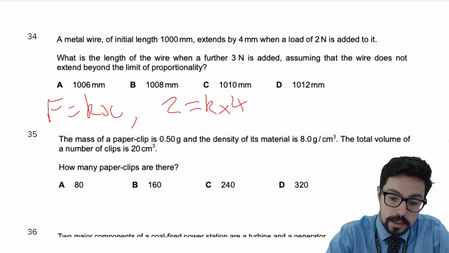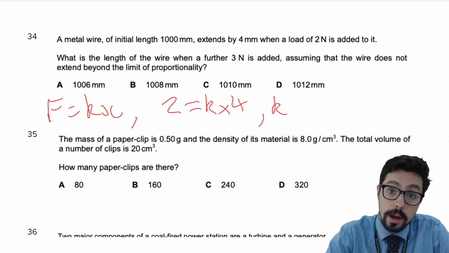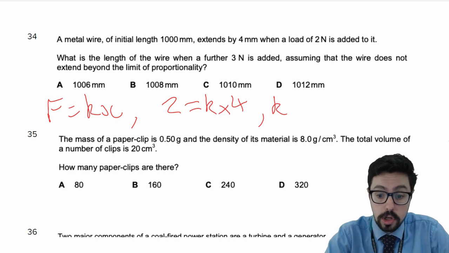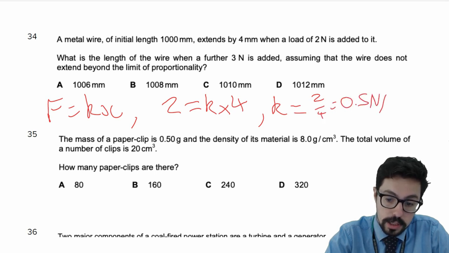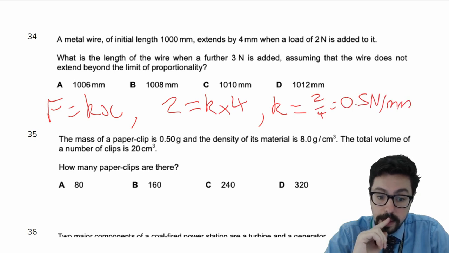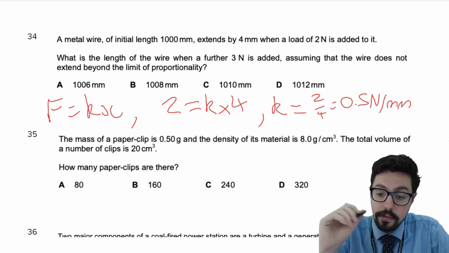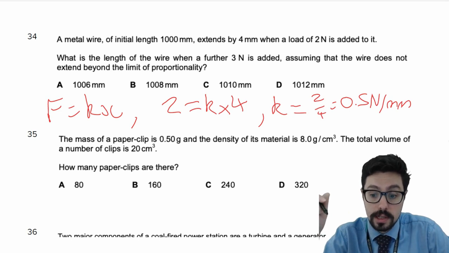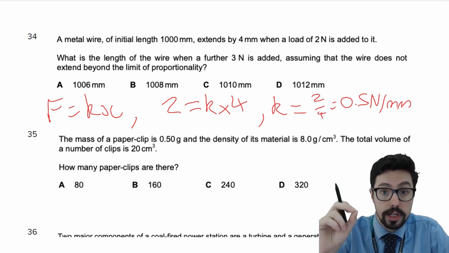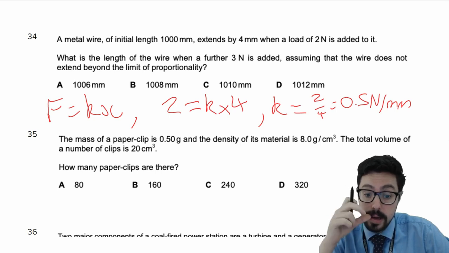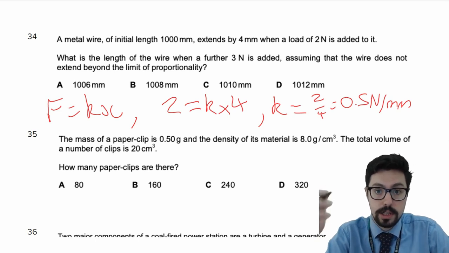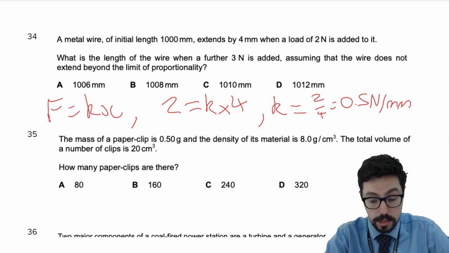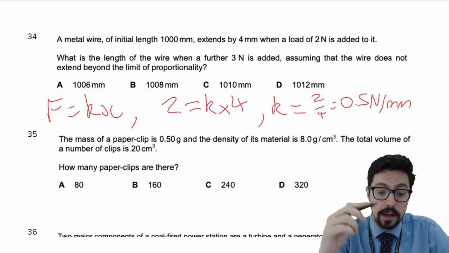Okay, so that means my constant of proportionality from my Hooke's law, K, is going to be equal to 2 divided by 4, or 0.5 newtons per millimeter. So that means every 0.5 newtons, my wire stretches by 1 millimeter. Okay, so then taking that back to our new one, we've got a further 3 newtons. So in total, that's 5 newtons of force. And I want to find the extension.